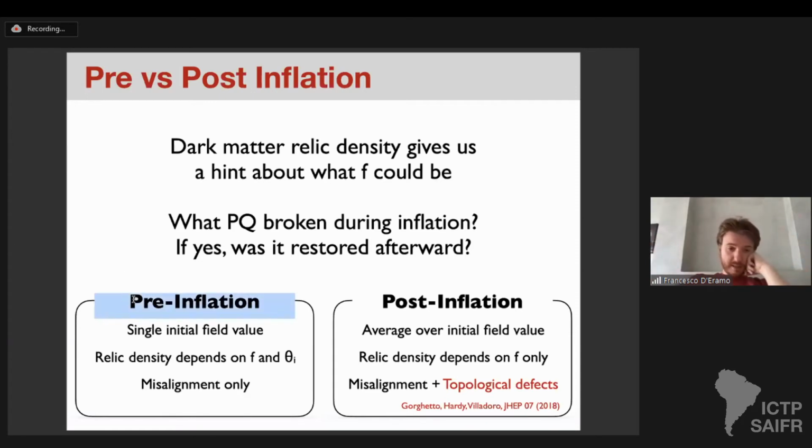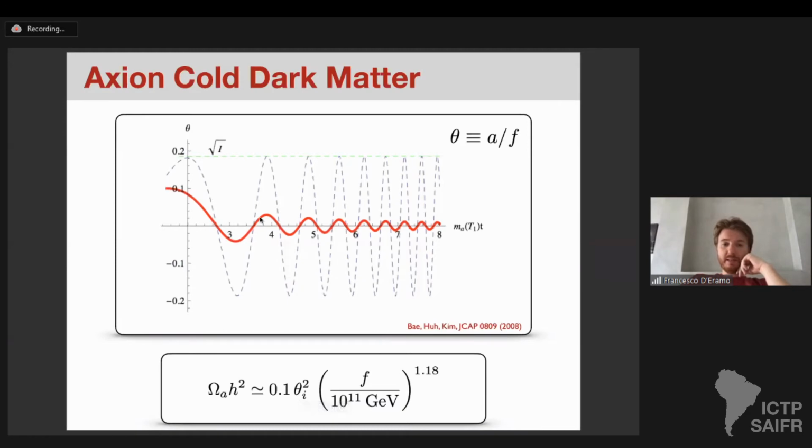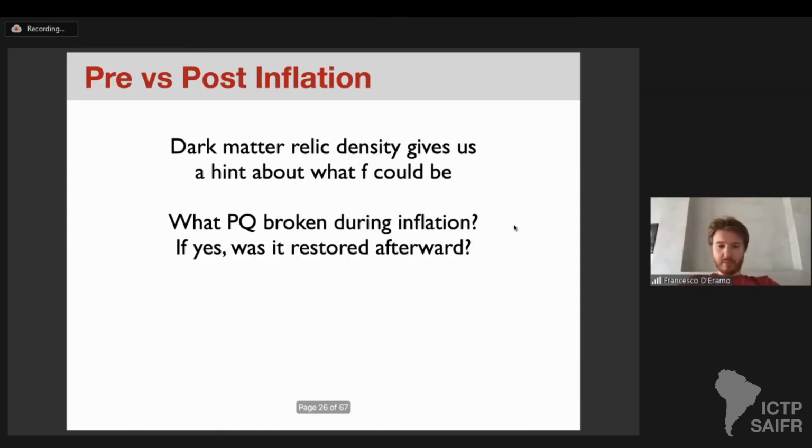And in this scenario, we only have the misalignment. Misalignment is precisely this kind of dark matter production. So the energy density stored in the oscillation is called misalignment because the axion field initial value is displaced from the minimum, so it starts to oscillate, slowly approaching the minimum value.